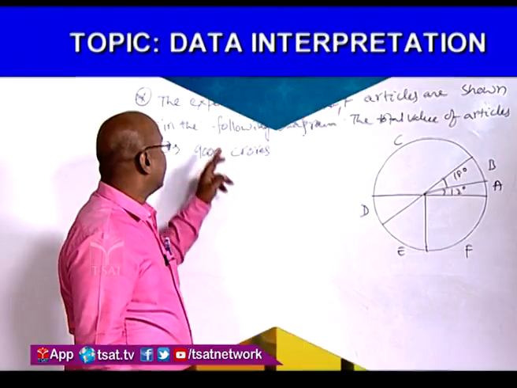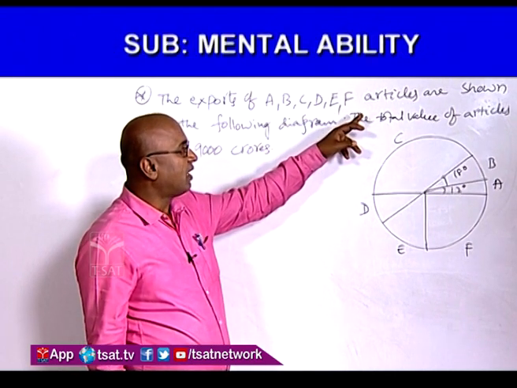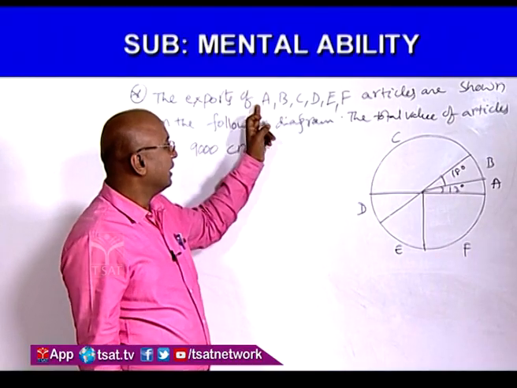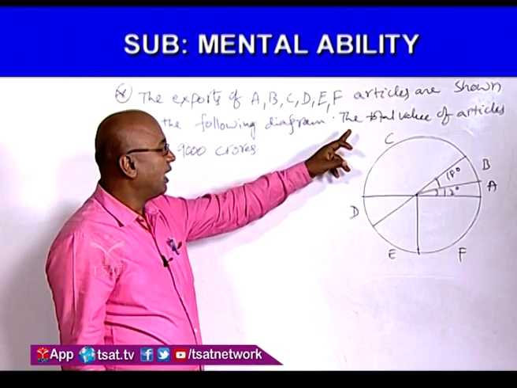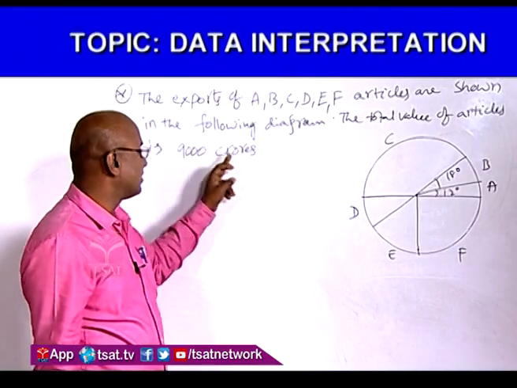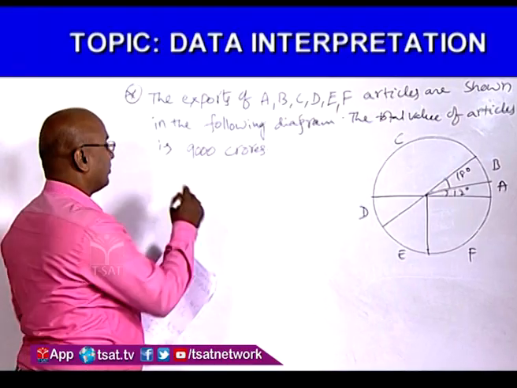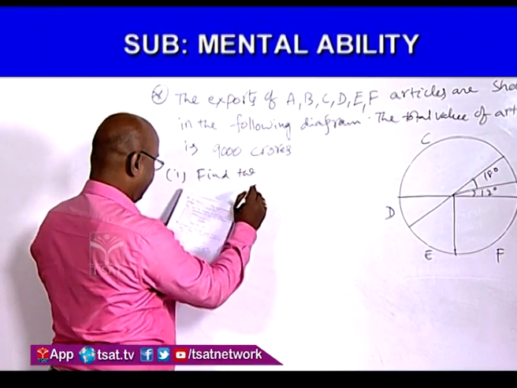Next problem: the exports of A, B, C, D, E and F articles are shown in the following diagram. In the pie diagram, A, B, C, D, E, F articles have been shown, and the total value of the articles is also given. It is 9,000 crores rupees. Then the first question is, find the angles of C, D and E.